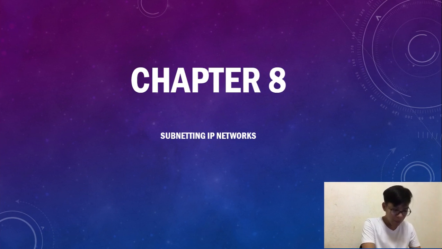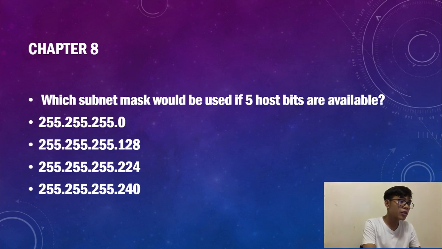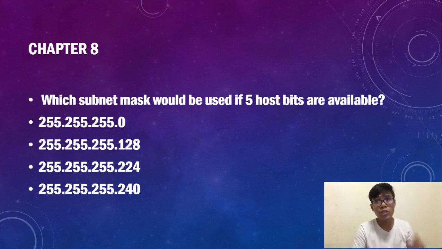So chapter 8, subnetting IP networks. Which subnet mask would be used if 5 host bits are available? The choices are 255.255.255.0, 255.255.255.128, 255.255.255.224, and the last choice is 255.255.255.240.